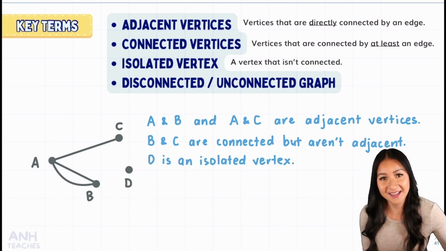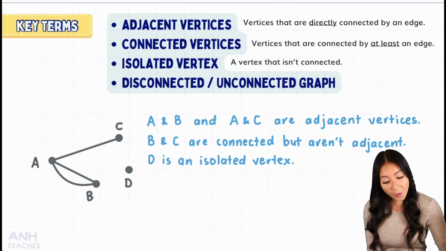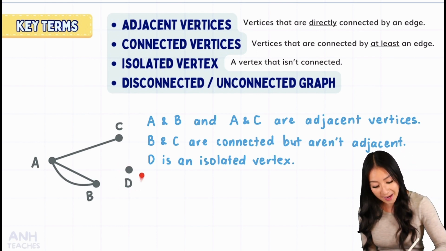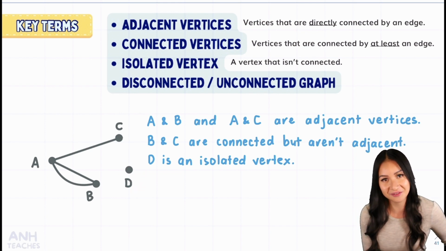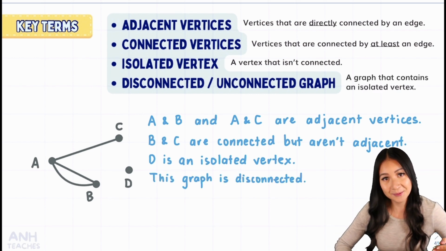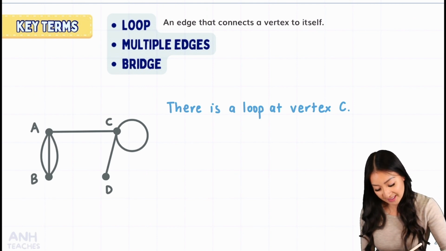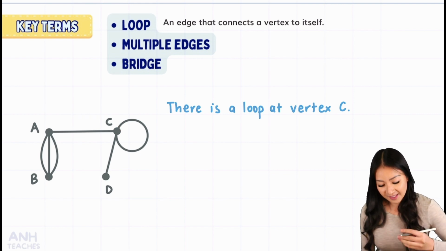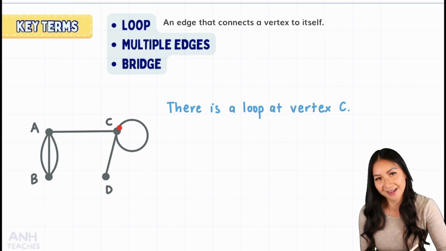Sometimes we encounter an isolated vertex, which is just a vertex that isn't connected, or in other words, it's all by itself. So in this example here, D is an isolated vertex. And because this graph has an isolated vertex, we can say that this graph is disconnected or unconnected. Now, a loop is just an edge that connects a vertex to itself. So in my example here, there is a loop at vertex C.